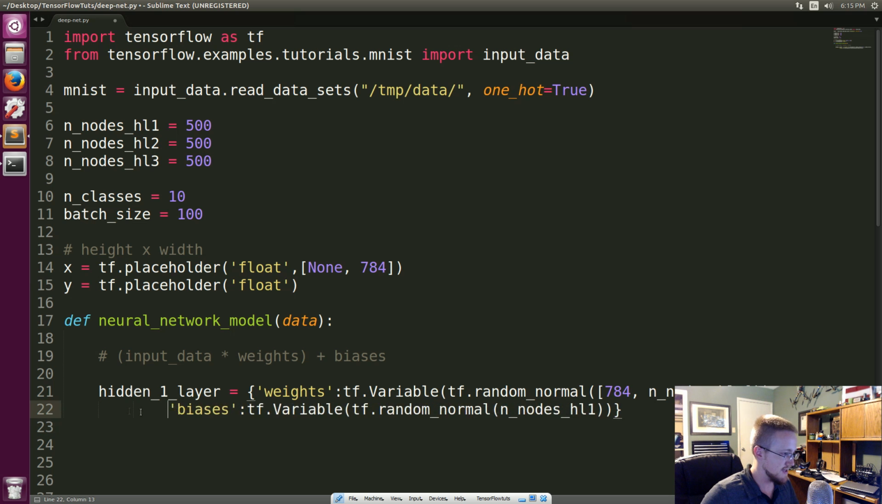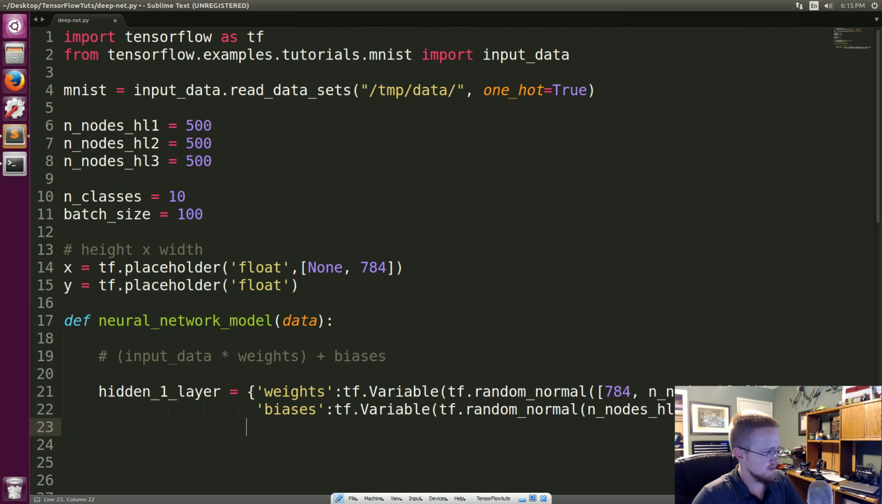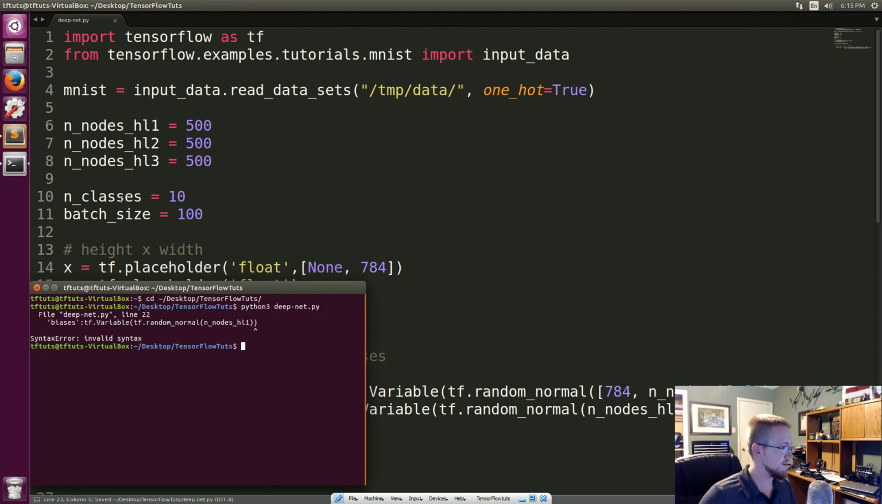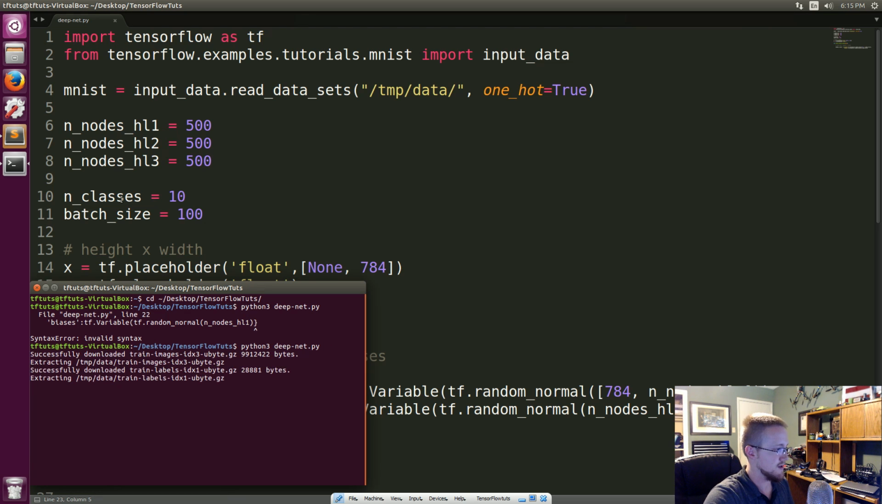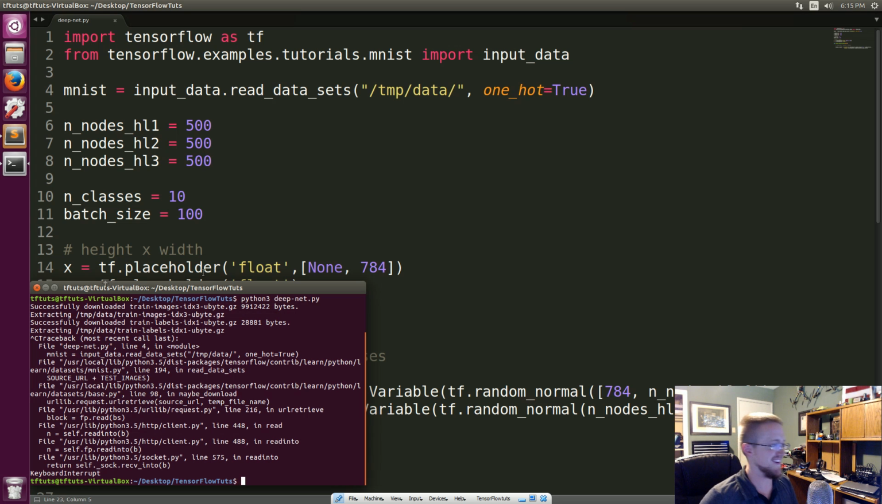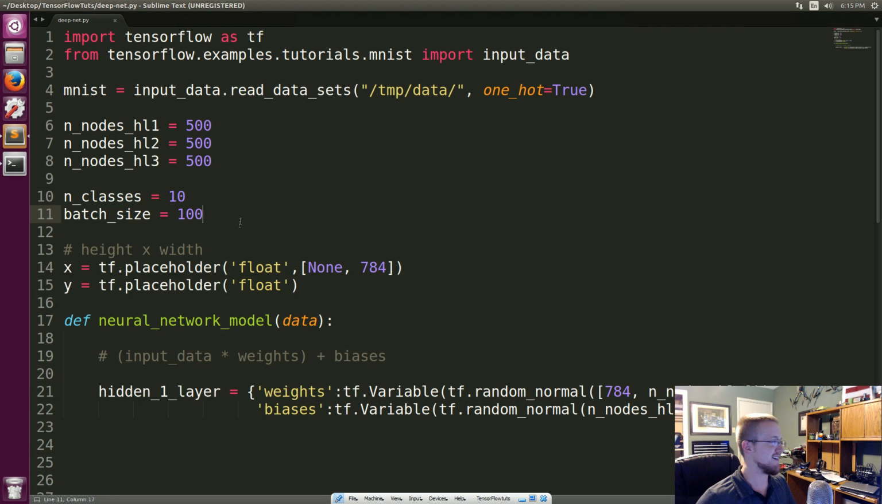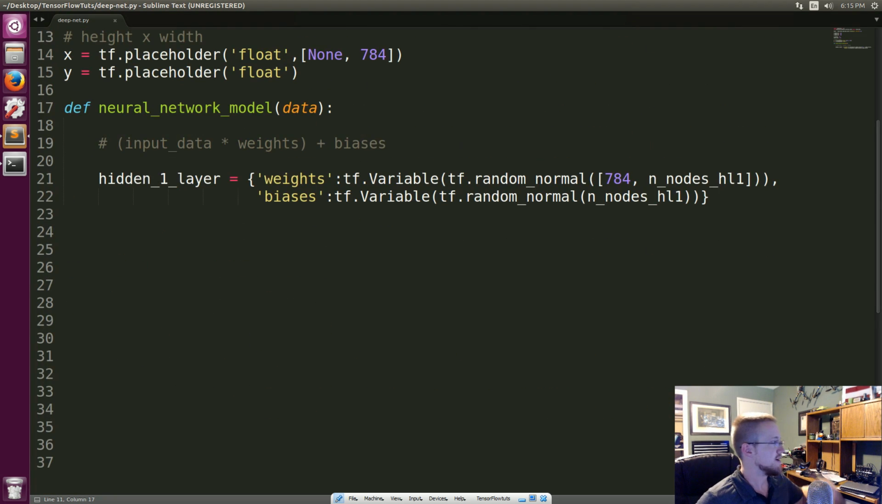So now what if I tab this over? Sure. Oh, that's still pretty unfortunate. Come on, Sublime. Okay, but it still looks like it's going to accept my code. Oh, pulling out the data. Everybody chill. All right, so cool. So we've got our hidden one layer.